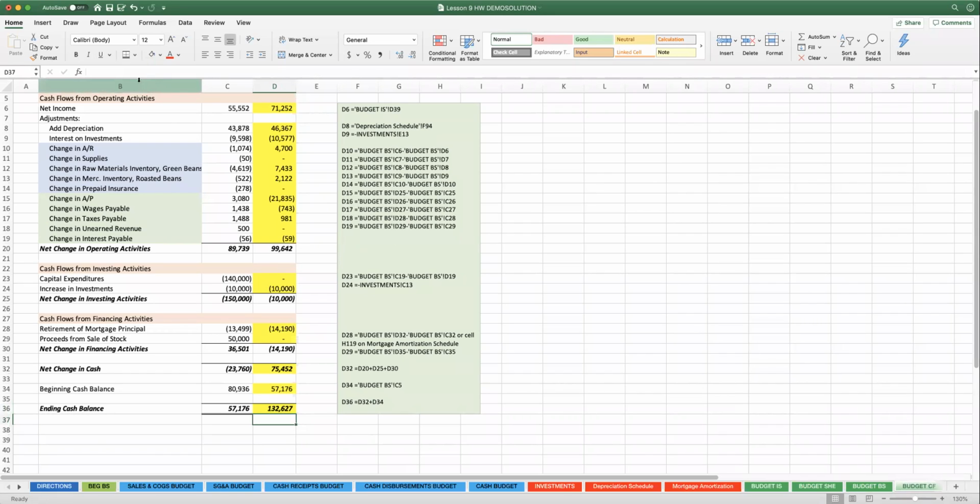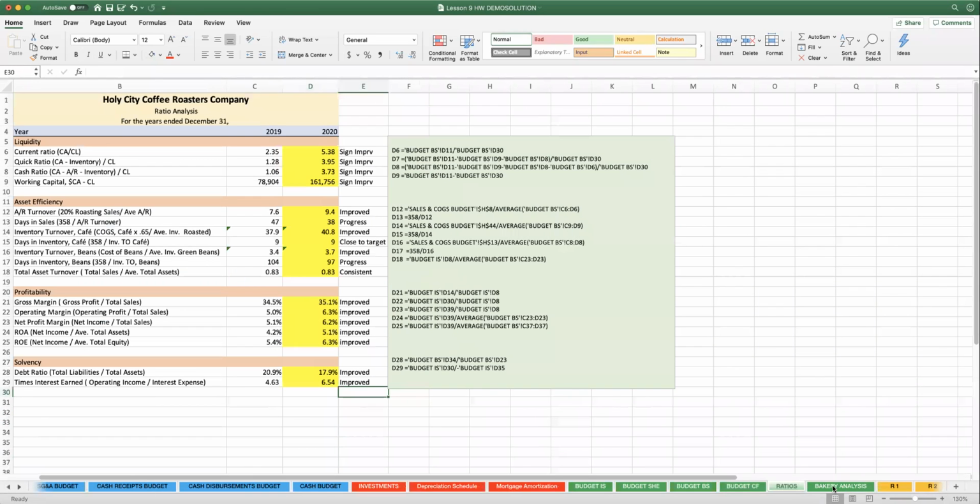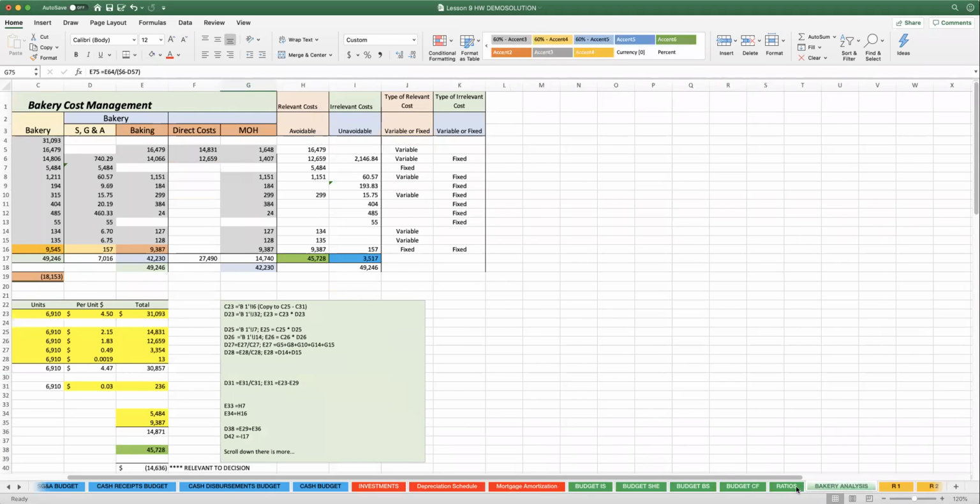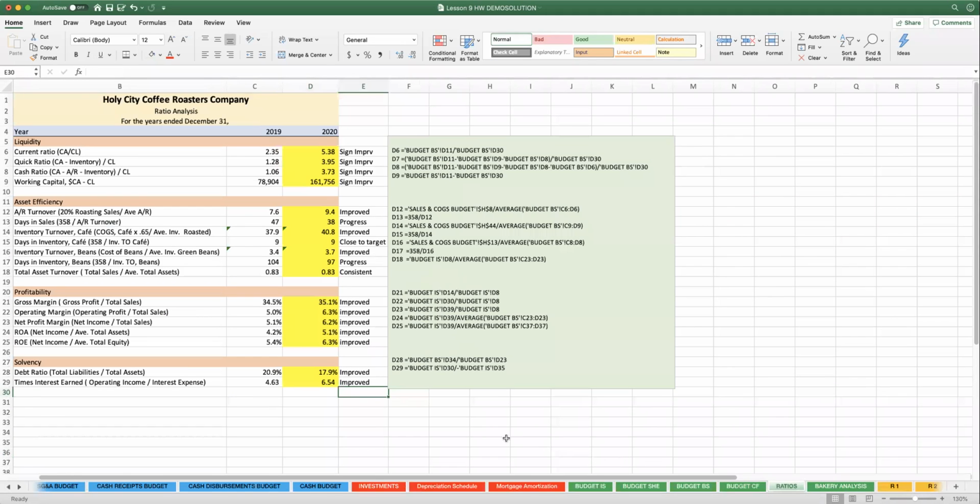So that's perfect. Okay, the last video, I will do the last tab, which if you notice, I'm going to just go over here. I'll do these last 2 tabs. We got ratios and we got a bakery analysis tab to do. So I'll do those together in the last video.